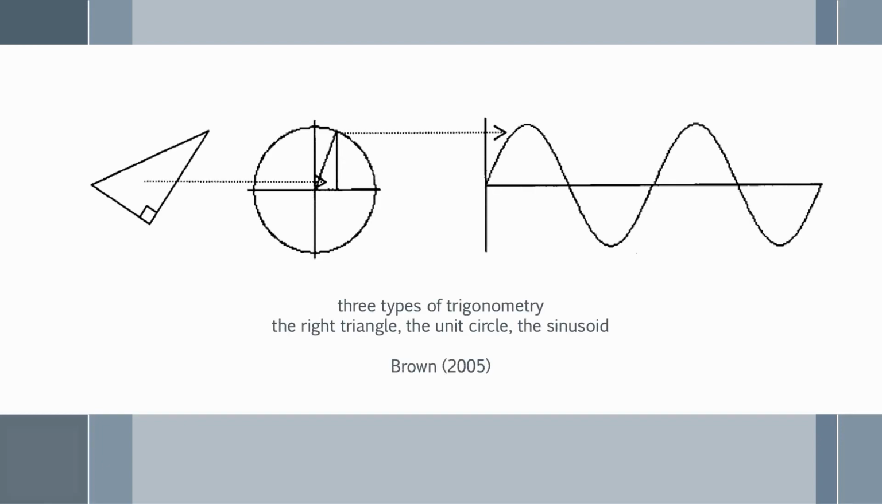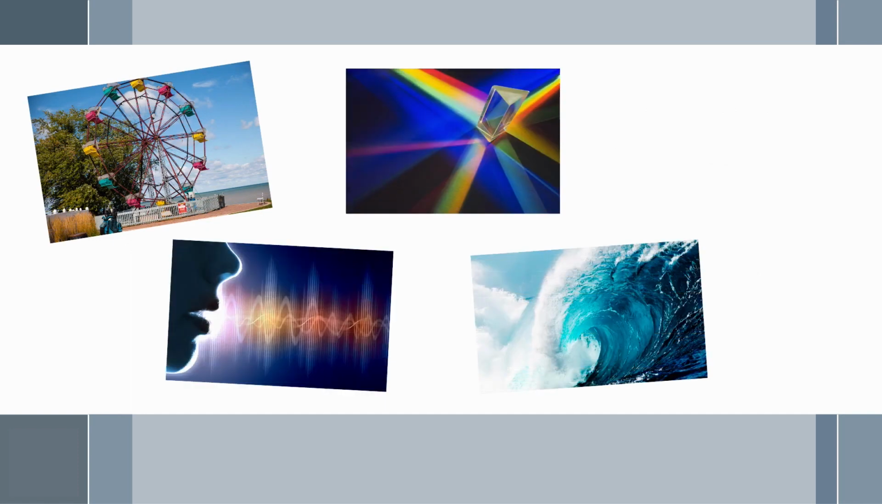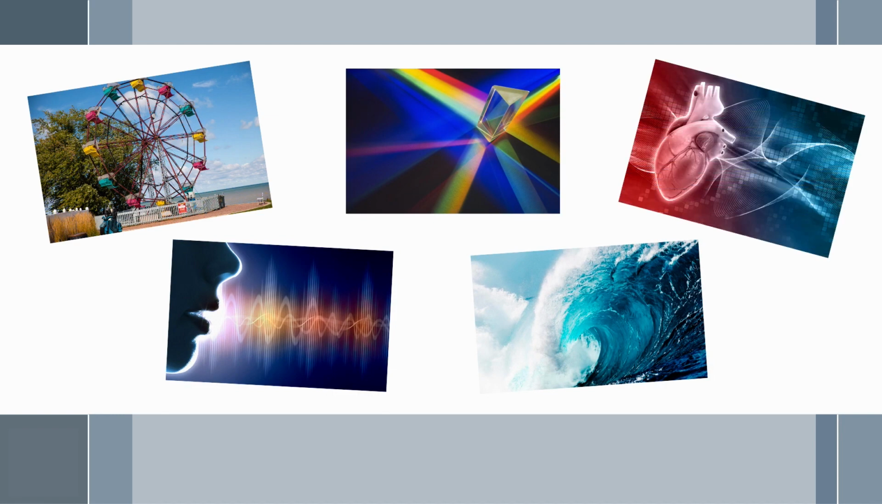Brown shows us that a relationship exists between right triangles, unit circle, and sinusoid. One builds upon one another, and if the amazing connection of math doesn't interest you, periodic functions also have real-world application. For instance, the movement of a Ferris wheel or different waves like sound, light, and the ocean can all be represented with sinusoidal functions. So too can blood pressure and many other things. So understanding periodic functions can help you understand the world.